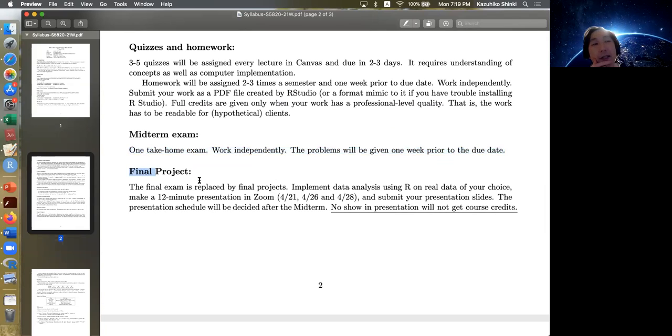And the final project is also similar to STAT 5030 or 6840. This replaces the final exam. You implement data analysis using R on real data of your choice and make a 12 minute presentation in Zoom. This is a synchronous course, so the presentation is in real time on either April 21st, 26th or 28th. And submit your presentation slides.